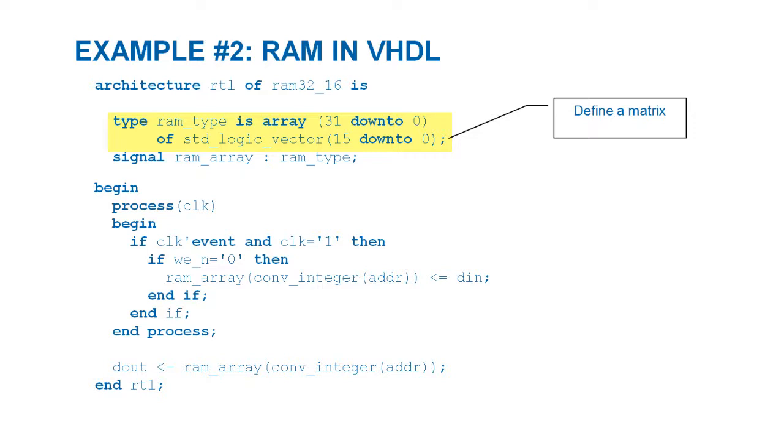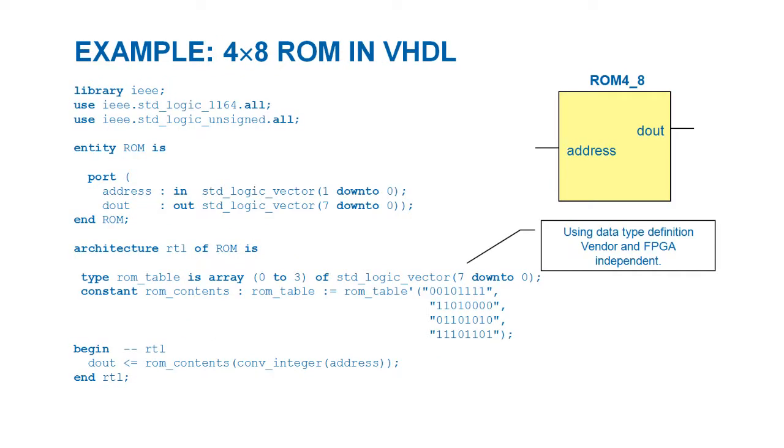Here is an example of how to implement a ROM. We once again make reference to the library IEEE, the 1164 standard logic package, and another package called standard logic unsigned. Now we define the addresses, the address bus, and then the output data bus.